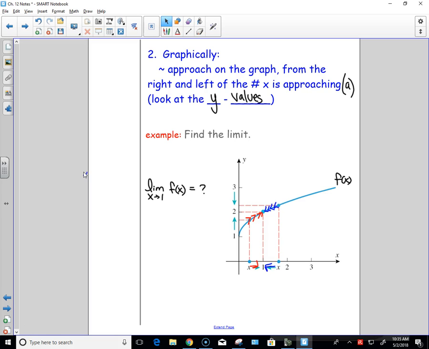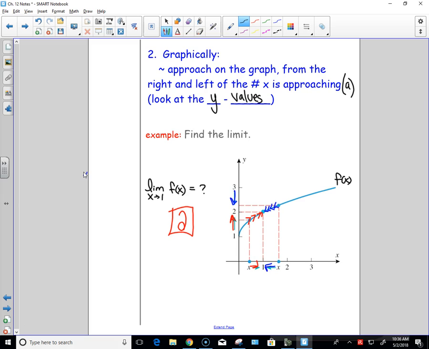And if the limit does exist, what does it equal? The limit of f of x as x approaches 1, or the y values, the f of x values, are approaching what as x approaches 1? 2. Why? Because whether you go from below, the y values are getting closer to 2, or whether you come from above, the y values are getting closer and closer to 2. Whether you go from above or from below, the limit does exist.